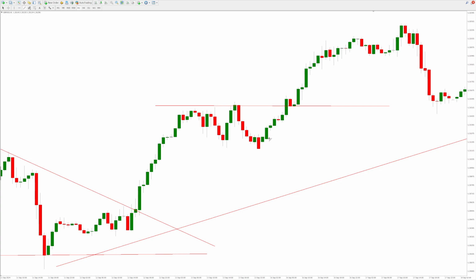Also got a three inside up candlestick pattern as well. There's lots of bullish indication that the price was going to continue moving upwards, so that can help confirm your trend line signals. Obviously, you've got your trend line there as well, the market with the higher lows.